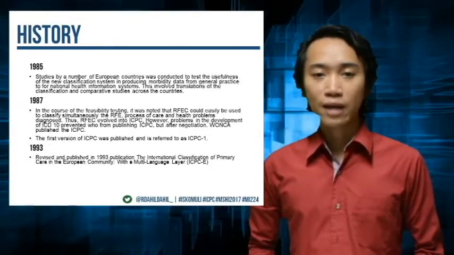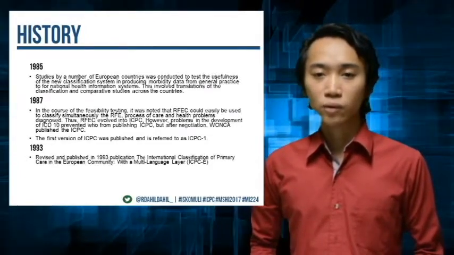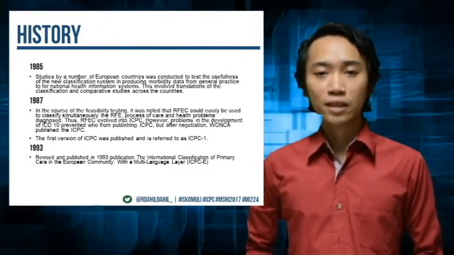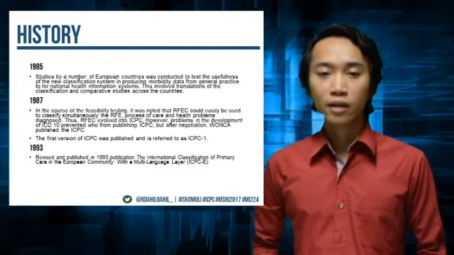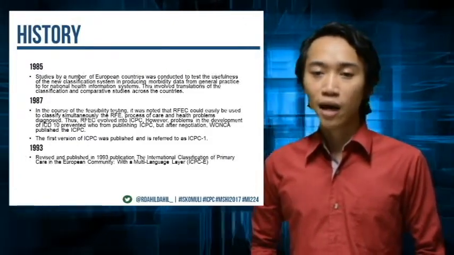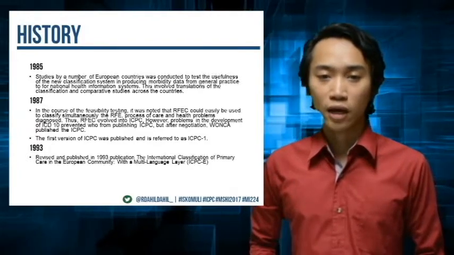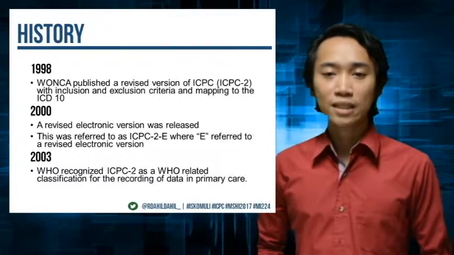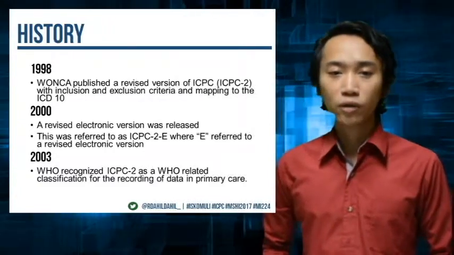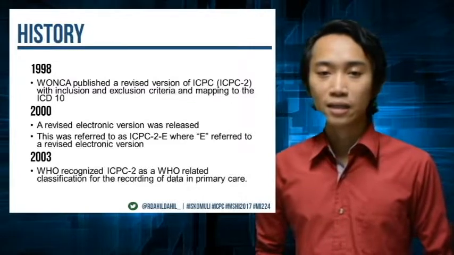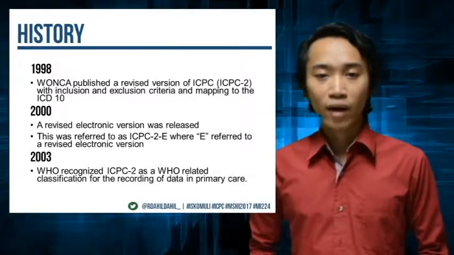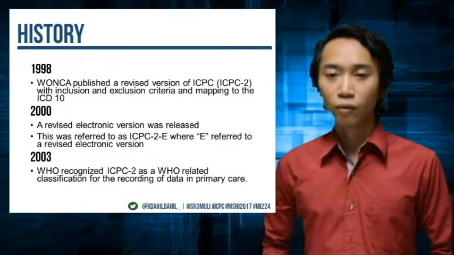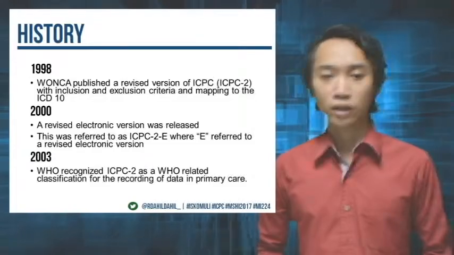The first version of the ICPC was published and is referred to as ICPC-1. In 1993, ICPC was revised and published in the 1993 publication, The International Classification of Primary Care in the European Community, with a multi-language layer. In 1998, Wonca published a revised version of ICPC, or the ICPC-2, with inclusion and exclusion criteria and mapping to the ICD-10. In 2000, a revised electronic version was released. This was referred to as ICPC-2-E, where E referred to a revised electronic version.